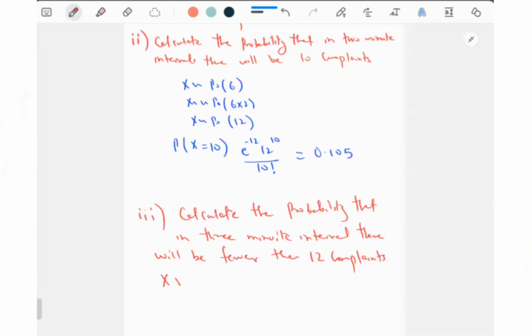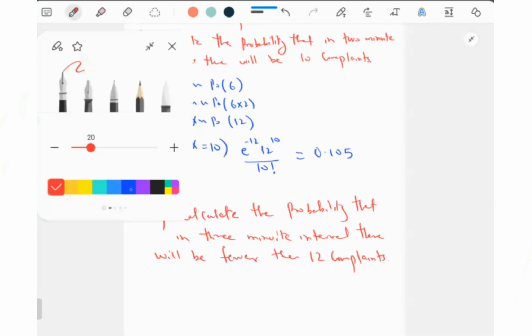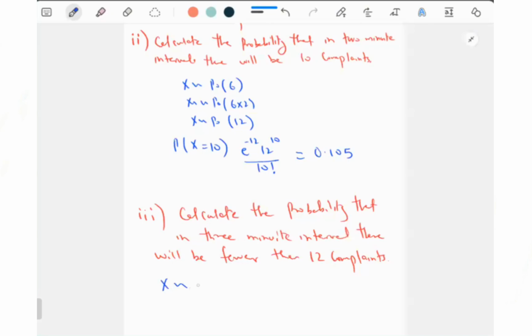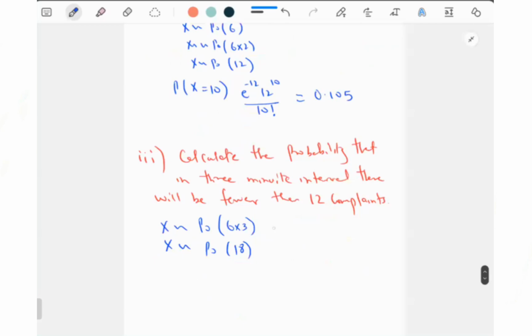So x is a Poisson distribution, 6 into 3. X is a Poisson distribution, 18. Agreed? Lambda is 18, which is greater than 15. Hence, x, which is a Poisson distribution 18, will now be converted to normal distribution 18, 18.